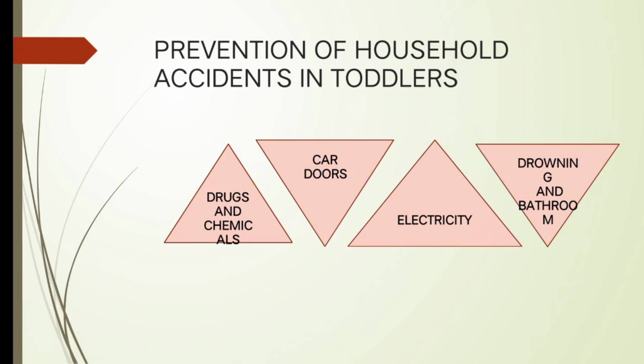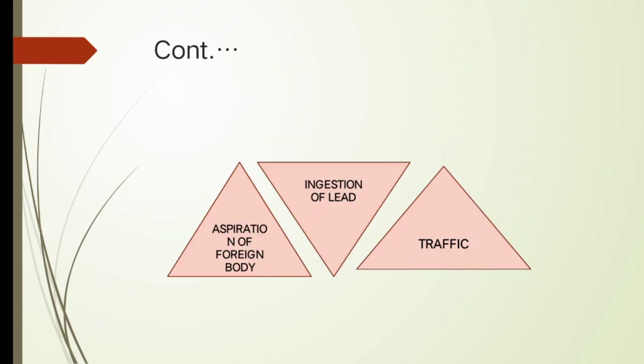So next is car doors. When you are taking the babies out in cars, there is a child lock facility in the cars. So you have to implement that. You have to put the child lock while taking the babies in the cars. Next is electricity. If there are wires in your homes, you have to keep those wires out of reach of children. Drowning and bathroom. You have to avoid keeping a bucket full of water in the bathrooms and prevent the child from going into the bathroom.